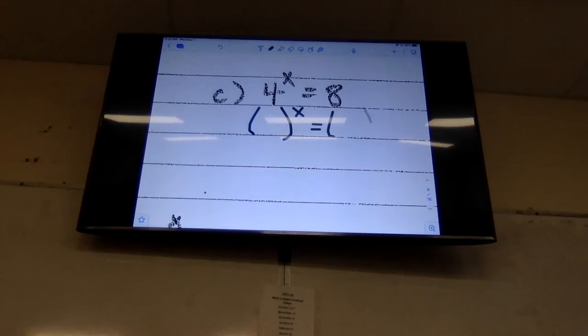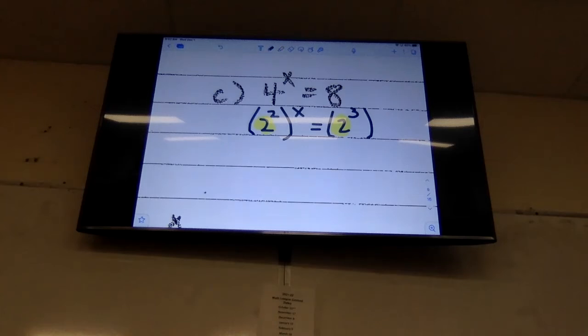Can we write 4 as 2 to some power? Yeah, 2 to the second is the same thing as 4. What about 8? 2 to the third. Good. We want the bases to be the same, so we want them both to have a base of 2, because if their bases are equal, then their exponents will have to be equal to each other.